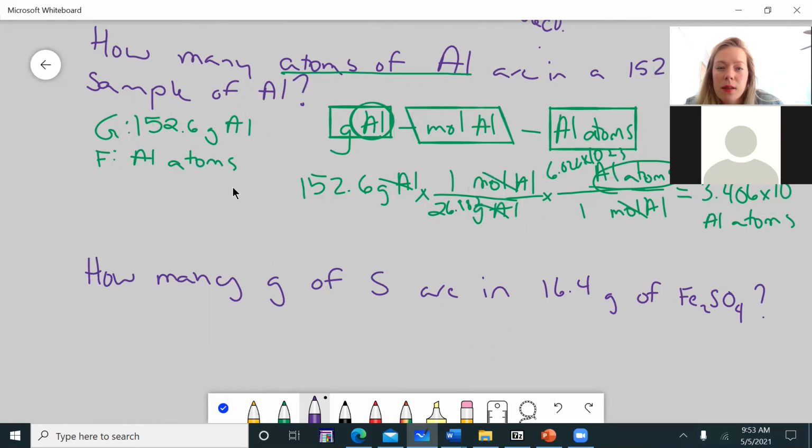So that one's going to require a little bit more work than this. You're given information about a compound. You're trying to find information about an individual element. So find your start and your end point on the flow chart and then set up your dimensional analysis. This one I'll give you about 5 minutes for.